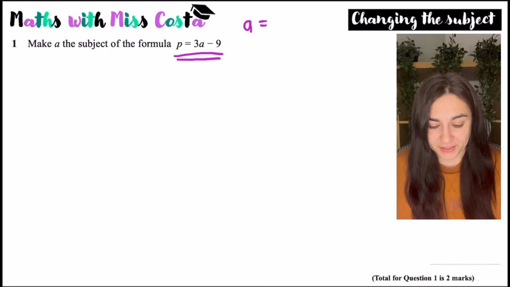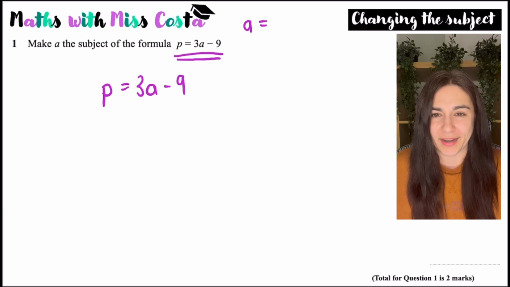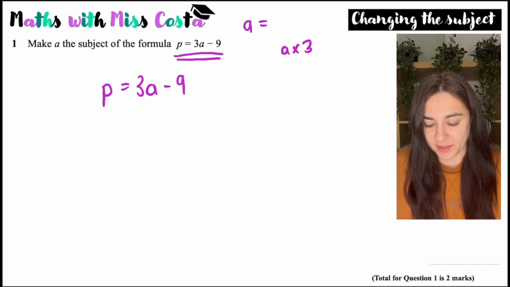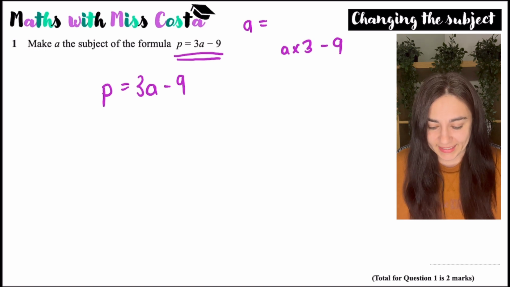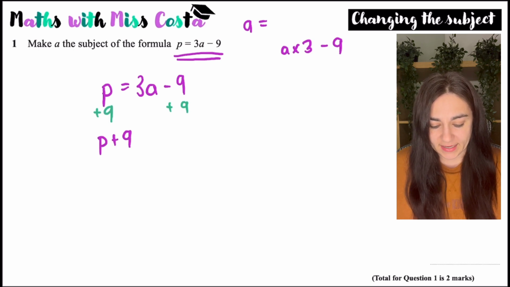the inverse function. So the first thing I can do is think to myself, what is happening algebraically in order to know what order I do things in. A is being multiplied by 3 and then I subtract 9. So I then need to do the inverse. The first thing I need to do is add 9 to both sides. So I'd be left with P plus 9 equals 3A.